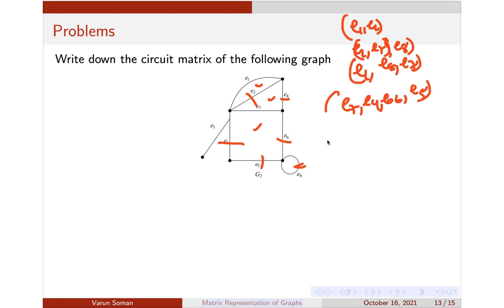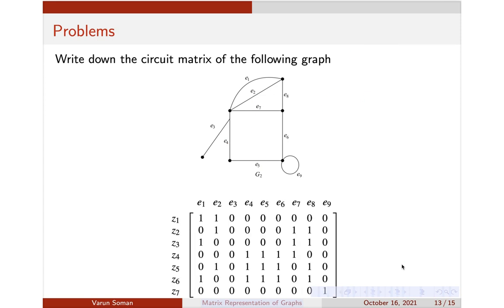Please try to draw that circuit also. Even if it is a self loop, you will have the portion of E9 just one time. So this is the circuit matrix, you can check it out. Just do it there also, writing down the circuit matrix.